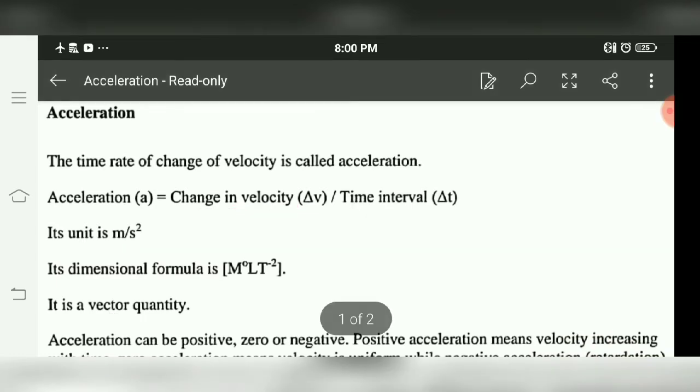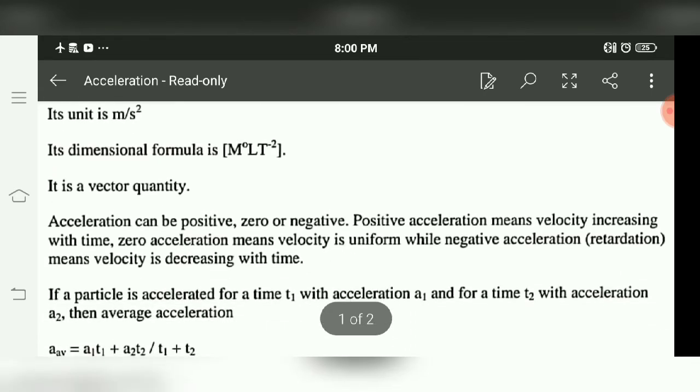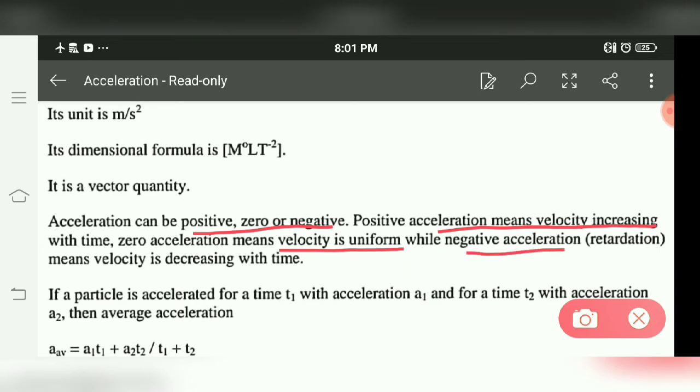It's a vector quantity. Now acceleration is change in velocity, where velocity can be positive, negative or 0. So similarly we can say acceleration can also be positive, negative or 0. Positive acceleration means velocity is increasing. 0 acceleration means uniform velocity, means velocity is not changing, that is constant. Negative acceleration means velocity is decreasing with time, and this is called retardation.